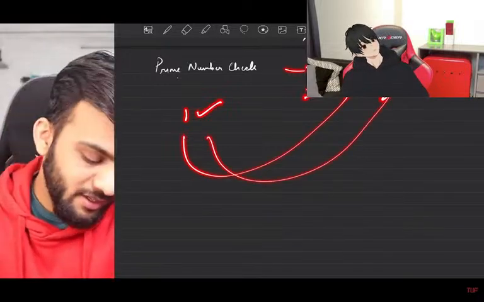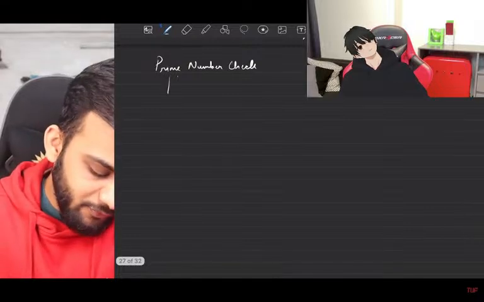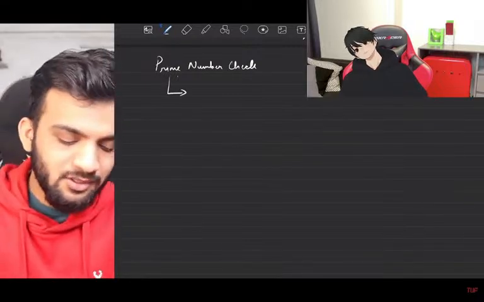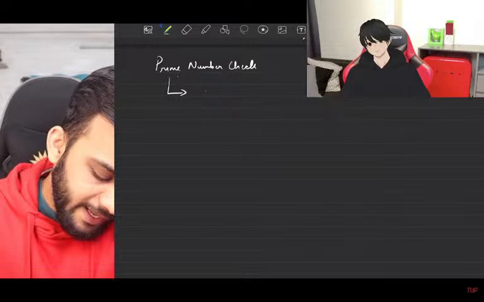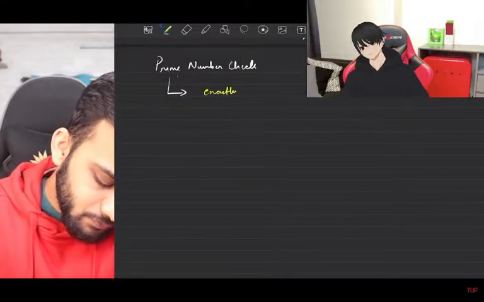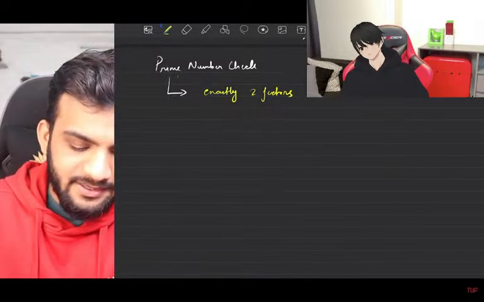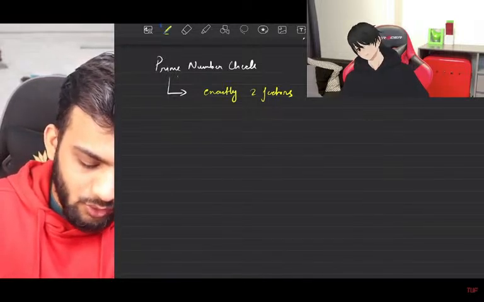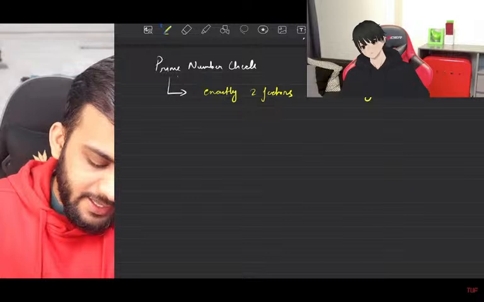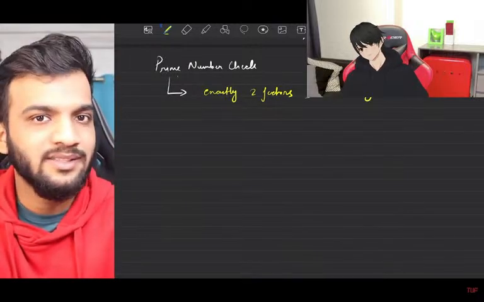It's a wrong definition. Instead of this, the definition that you should always keep in mind is a number that has exactly two factors, 1 and itself. That's a better definition. A number that has two factors, which is 1 and itself.